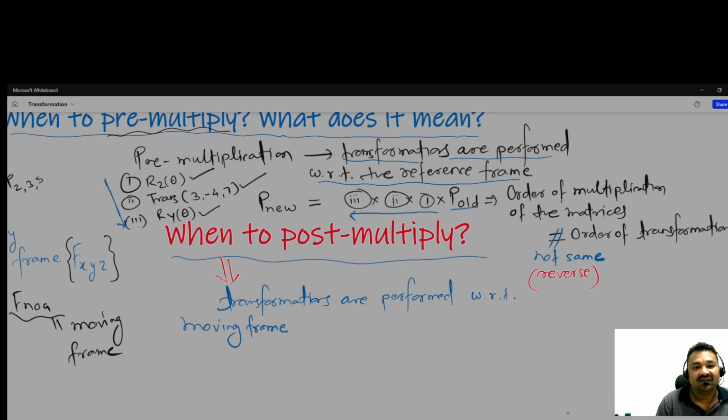Okay. Then what we have to do? We have to post multiply. So the same sequence of transformations here we can write.